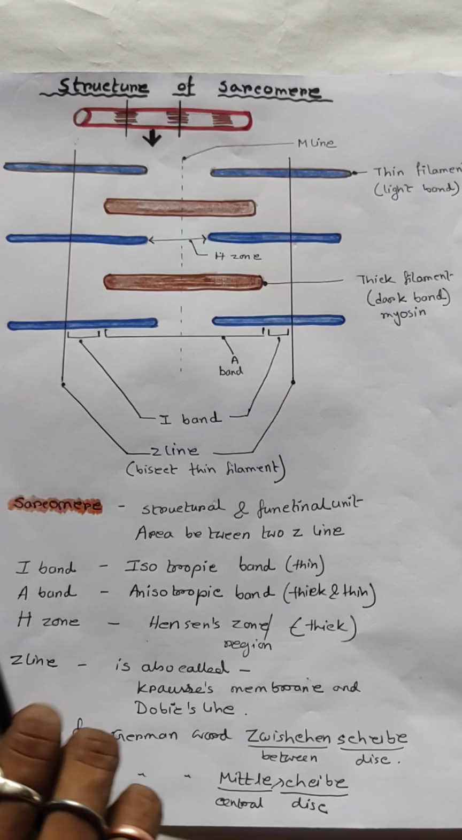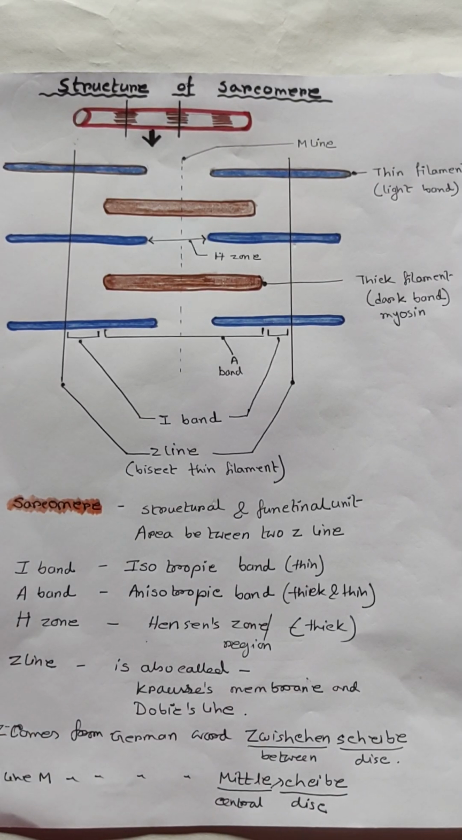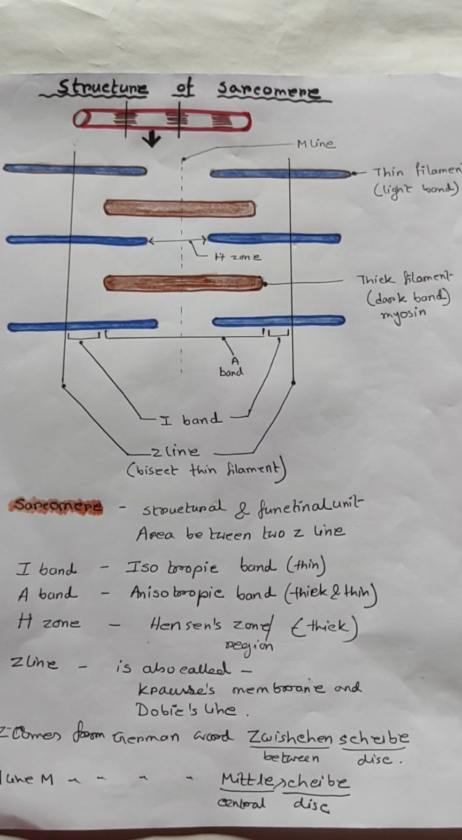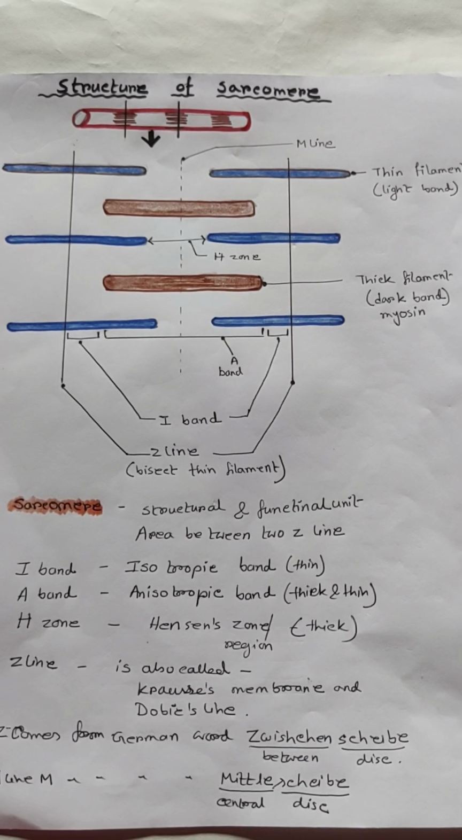The Z line is also called Krause's membrane or Dobbie's line. Z comes from the German word Zwischenscheibe, which means between discs. And the M comes from the German word Mittelscheibe, that is central disc. So these are all about the sarcomere.